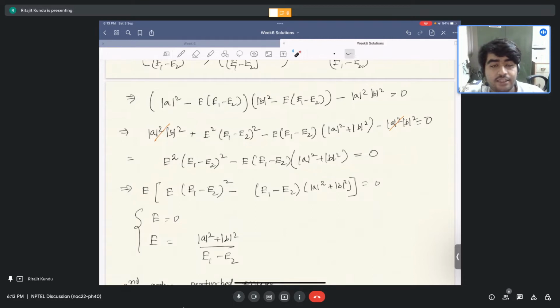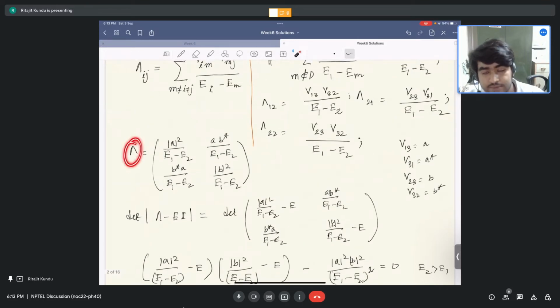The rest, this is a second degree equation, a second degree polynomial. One solution is 0, so we are left with only one other solution. You can just solve this part in the square brackets for E, and you will find the other solution is just |A| squared plus |B| squared divided by E1 minus E2. So these are the two eigenvalues of your lambda matrix.